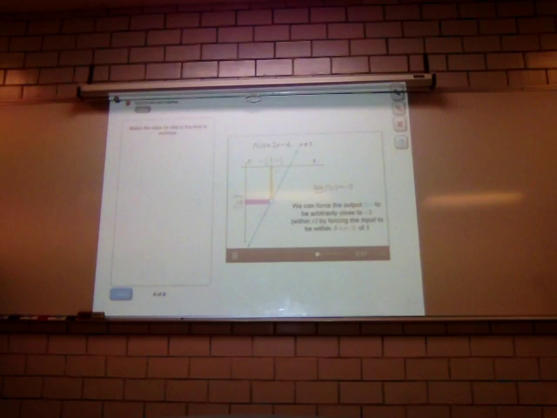In general, as long as you can force the output to be within an arbitrary epsilon of a certain output by choosing an input within a delta of that input, and if delta gets really, really small as epsilon gets really, really small, like this delta we found over here, only then are you technically allowed to write down the limit.